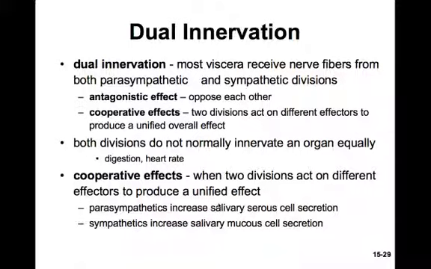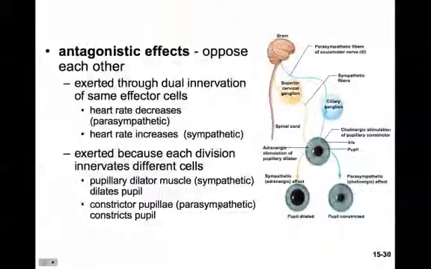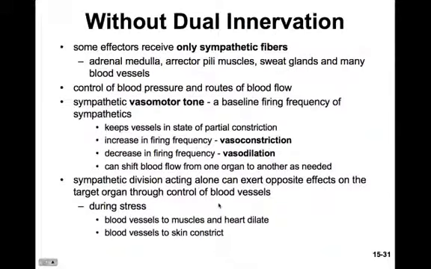The sympathetic division inhibits digestion and the parasympathetic division stimulates it. The sympathetic division will dilate the pupil and the parasympathetic division will constrict it. In some cases, these effects are exerted through dual innervation of the same exact effector cells. That's what we see in the heart. However, what we see with dilation of the pupil is that each division innervates a different effector cell that has the opposite effect on the organ function.